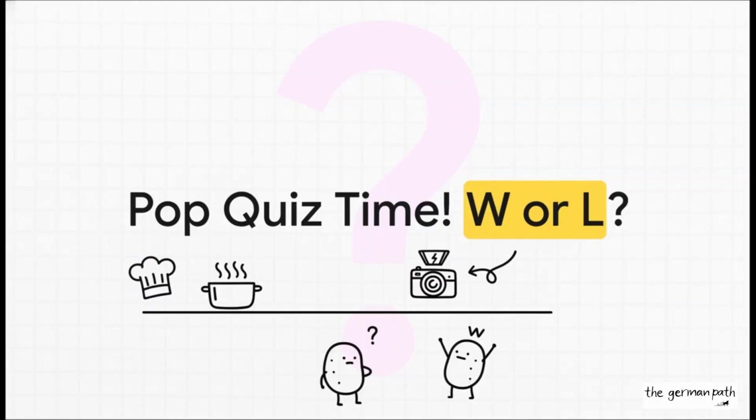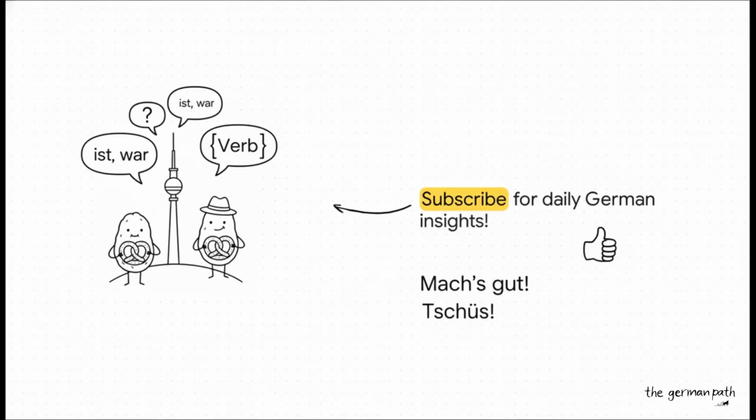Okay, pop quiz time. Let's see if you're taking a W or an L today. Can you translate these two sentences? Number 1, I can cook very well. And number 2, she can take really great photos. Hint for that second one. Remember, the action verb has got to go to the very end. Go ahead and drop your translated sentences in the comments below, and I'll definitely pin the correct answers.